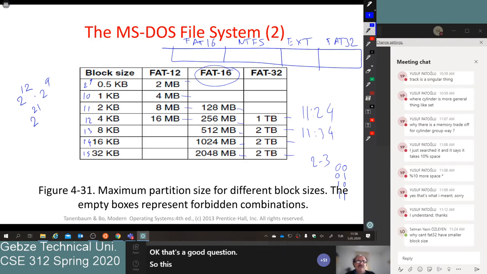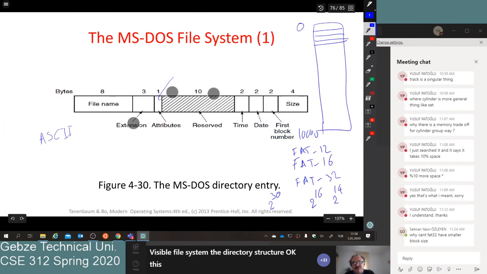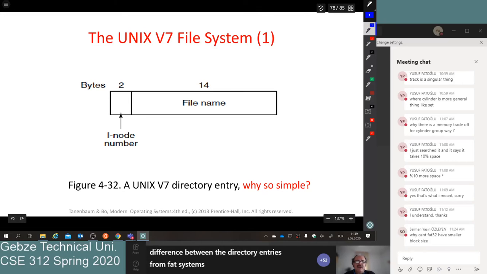So this is the DOS world. Let's come to the Unix world. The Unix V7 file system, the directory structure. This was our directory for the MS-DOS FAT system. It looks like the first block number is 2 bytes, so this is the FAT16 structure. For FAT32, I need to have 4 bytes in here. So that would be the only difference between the directory entries of the FAT systems. When we come to the Unix file system, this is the directory entry.